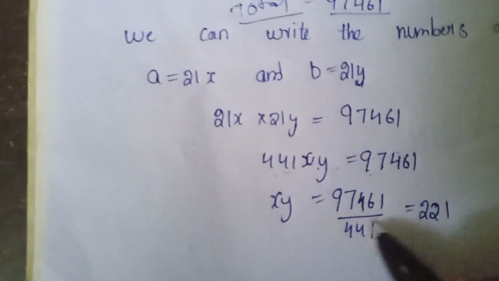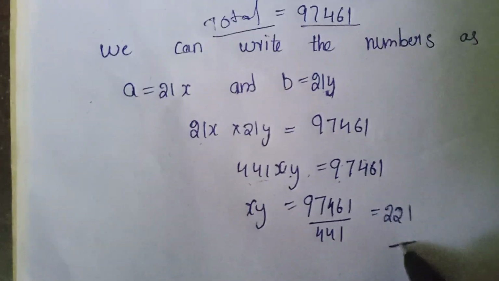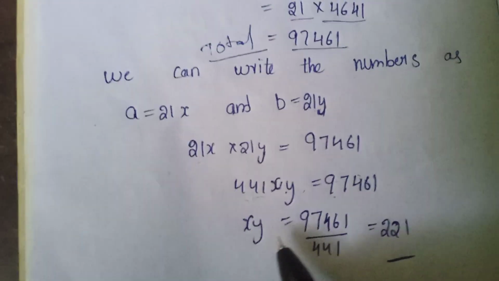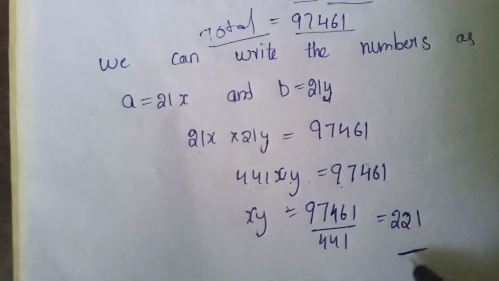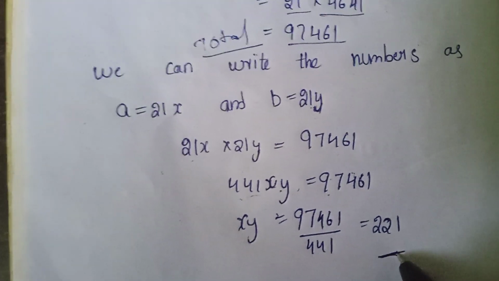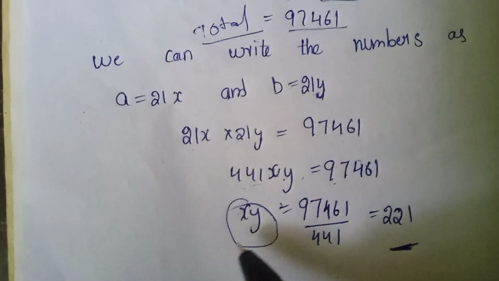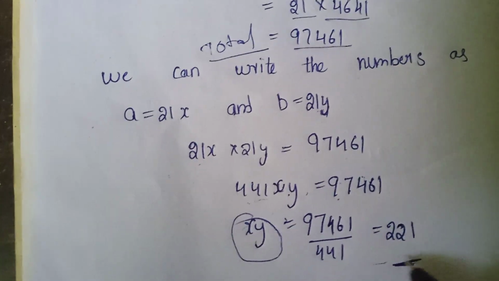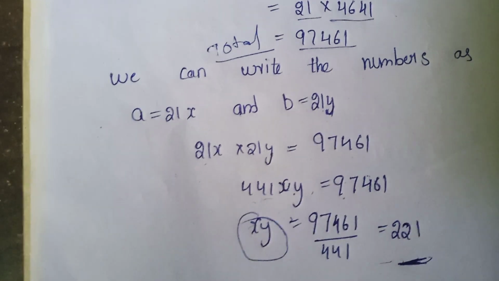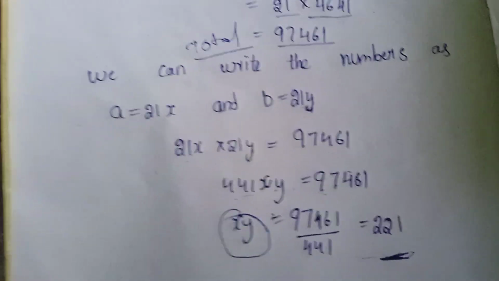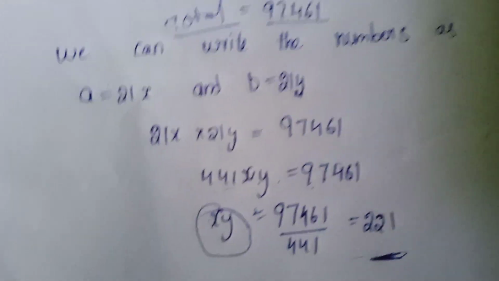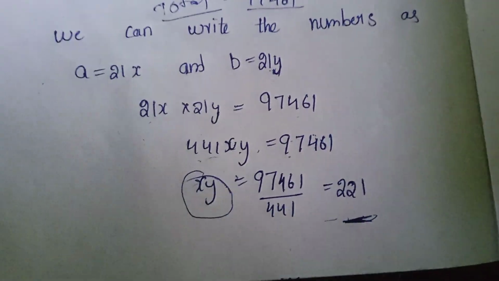Here we multiply the numbers, and we get 221. When we observe this carefully, we get the answer as a combination of two numbers. The answer is the same for a and b. We get the two numbers as same.